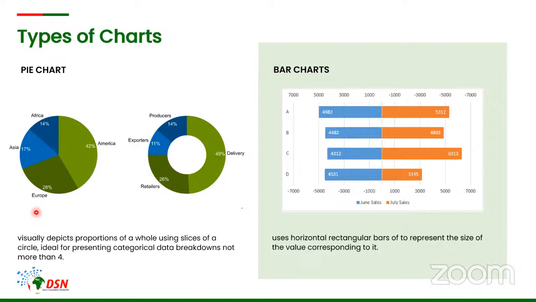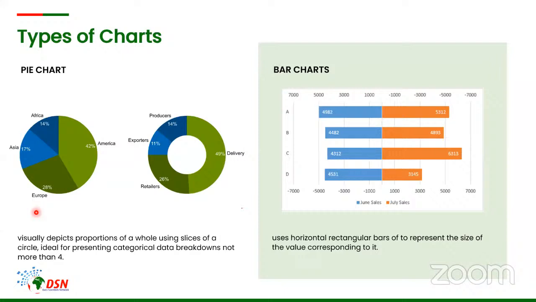So let's say we have man and woman, or we have another category like celestial, terrestrial, and aquatic. You can actually use a pie chart to indicate which percentage is terrestrial, which percentage is celestial, which percentage is aquatic, like that.